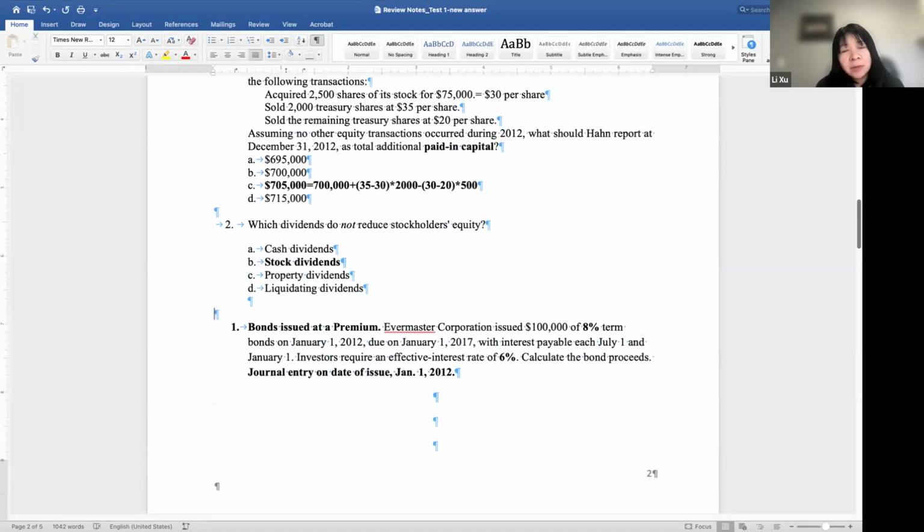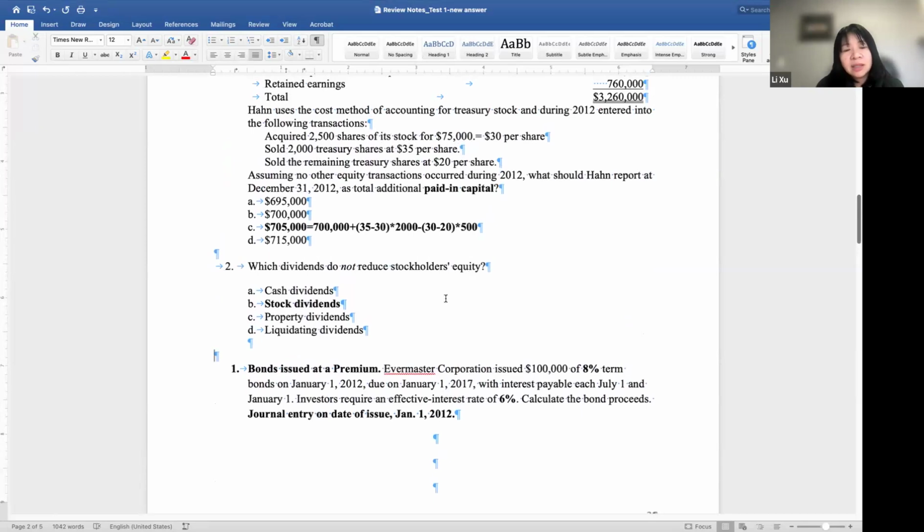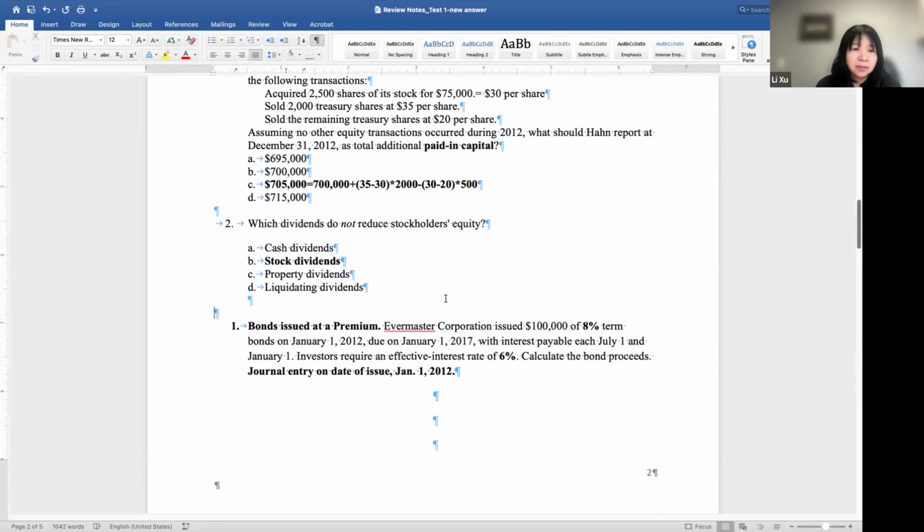How it's going to be tested: you will have this calculation, and then you will have these concept questions.